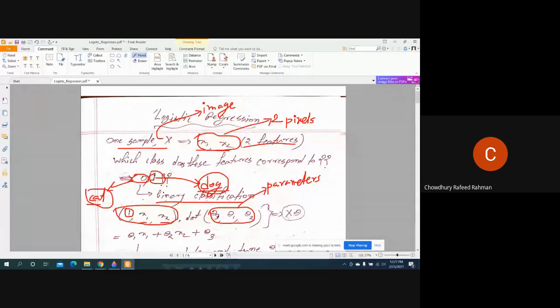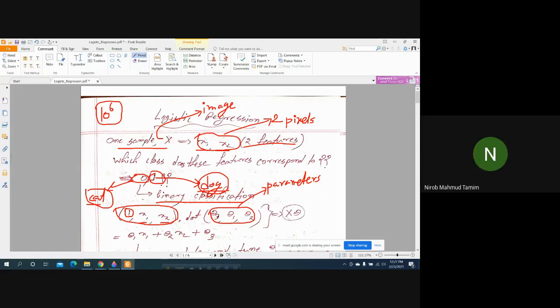Now, those 10 to the power 6 pixels are the features of your image of the mobile phone. Now, 10 to the power 6 is a very large number to consider. So I am just assuming that your image only has 2 pixels, that is x1 and x2. And looking at x1, x2, I am trying to classify that image into either a cat or a dog. Now, is it clear?